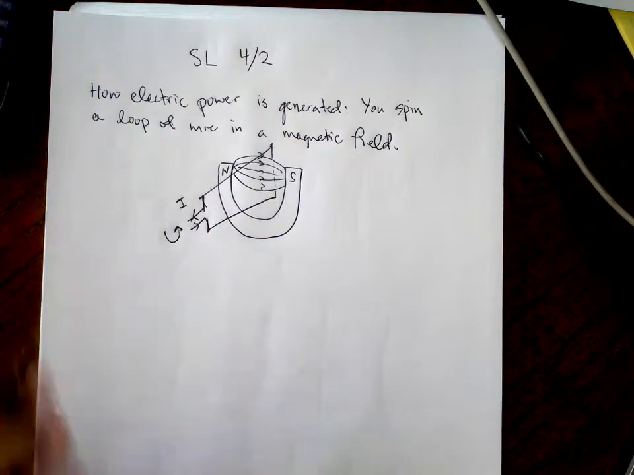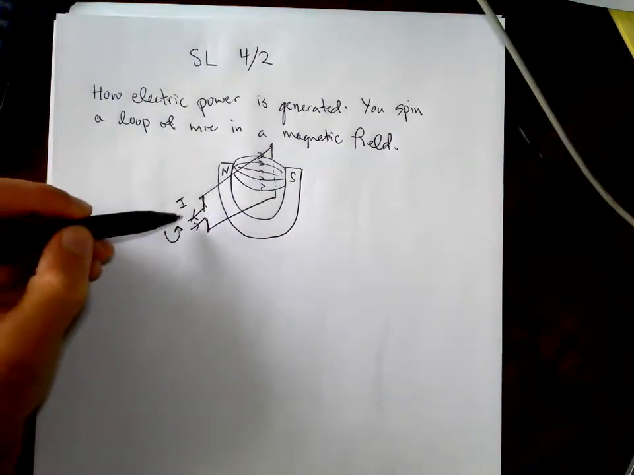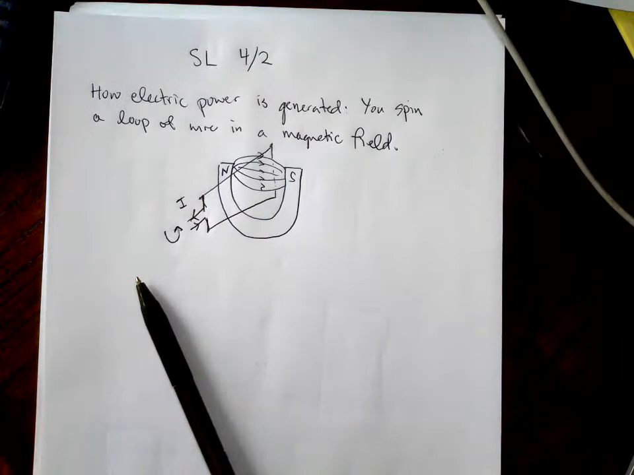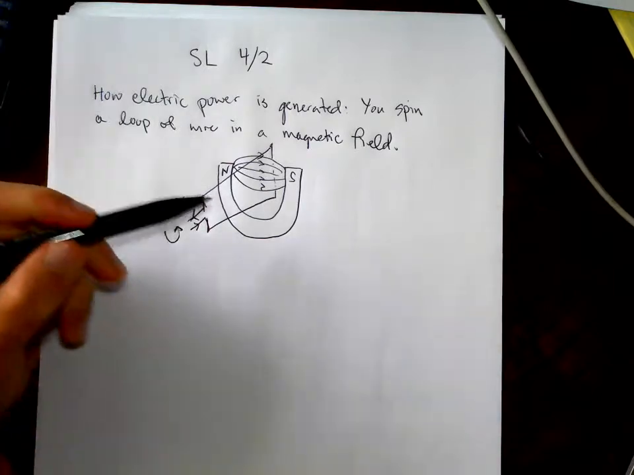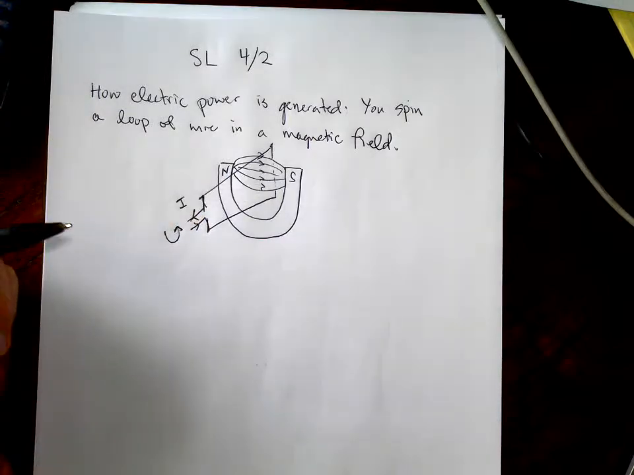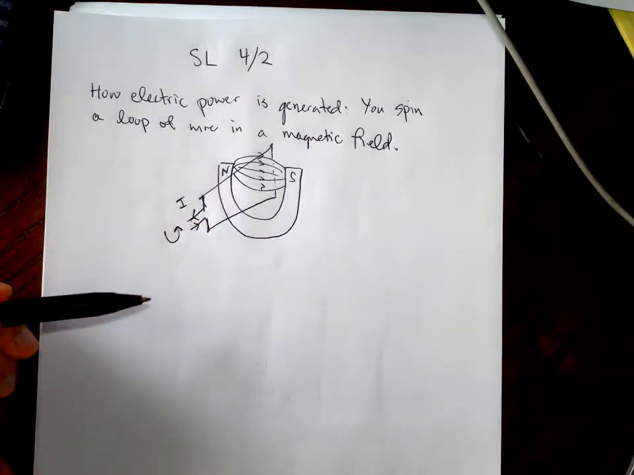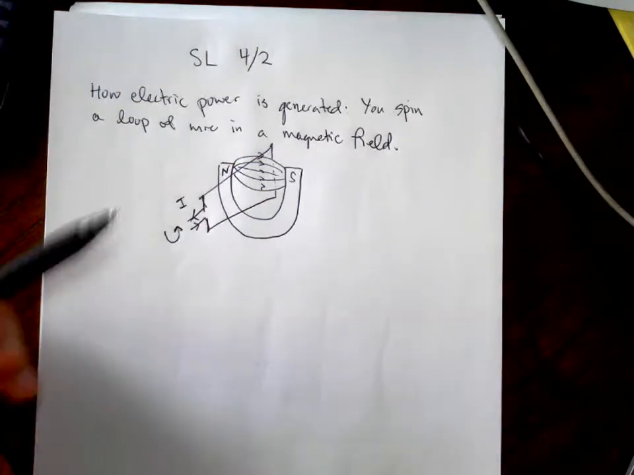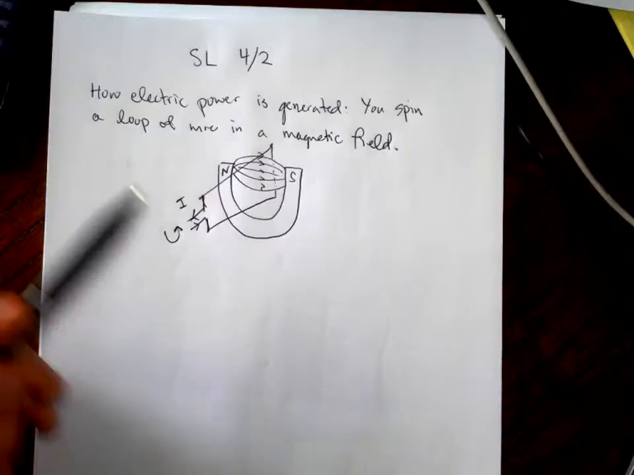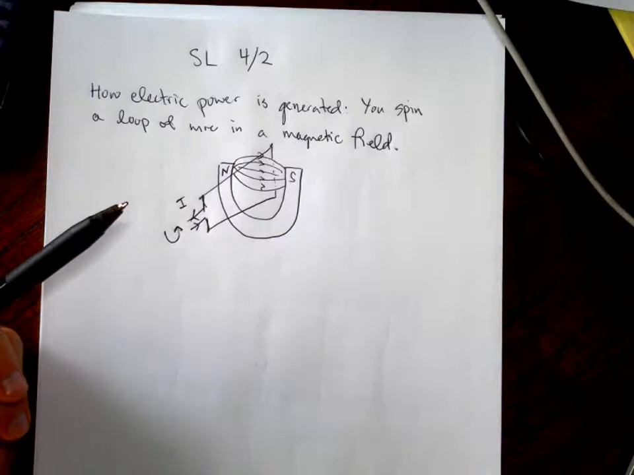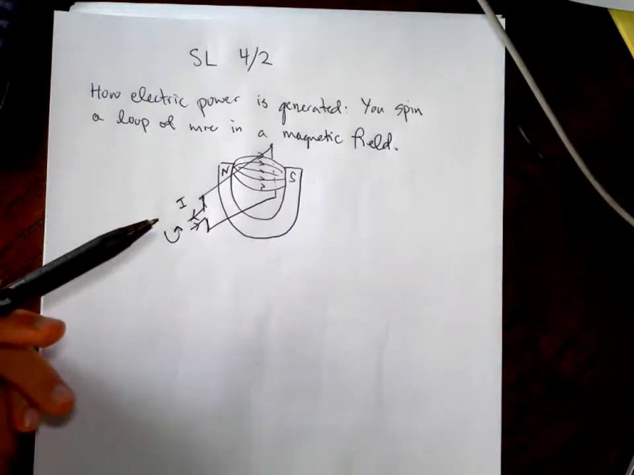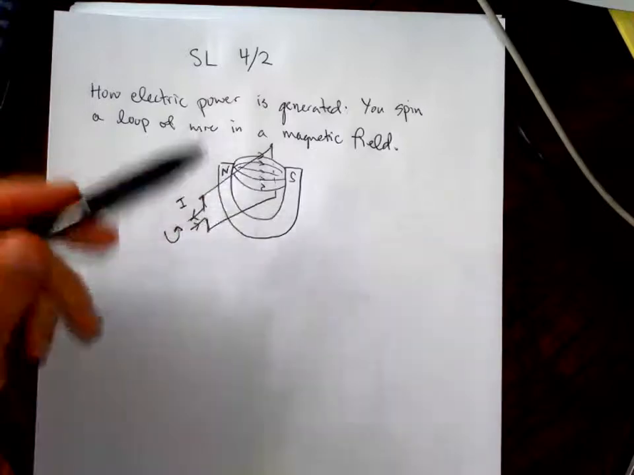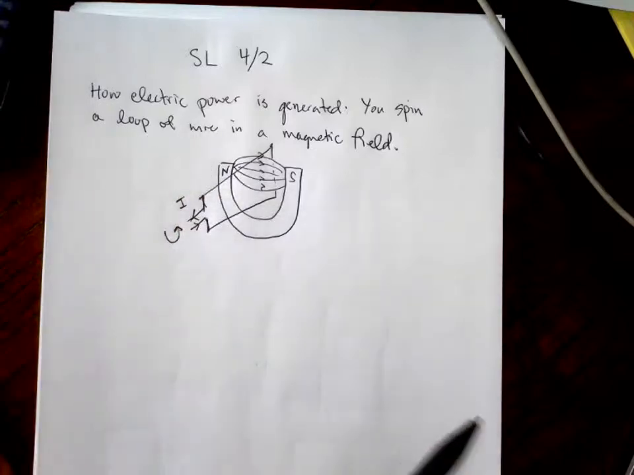Now, because there's electrical power coming out of the loop of wire, energy is conserved. So you have to have energy going in. By the way, this is how a generator works. So you need to have some method of spinning this loop. It's going to take energy to spin the loop. So whatever is spinning the loop is basically the source of energy that you're converting into electrical energy.